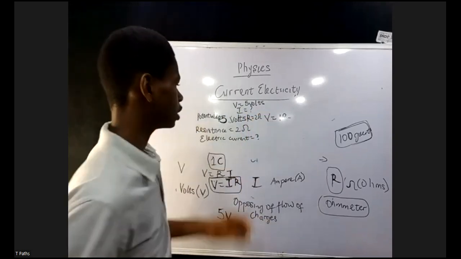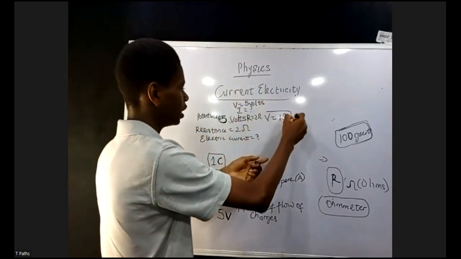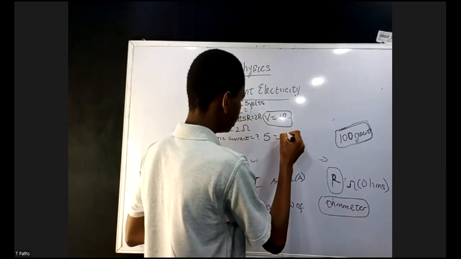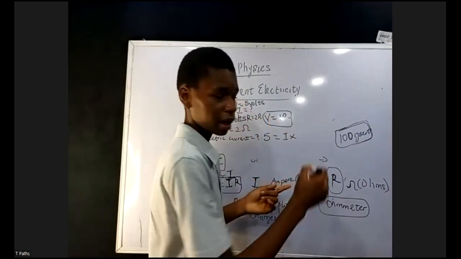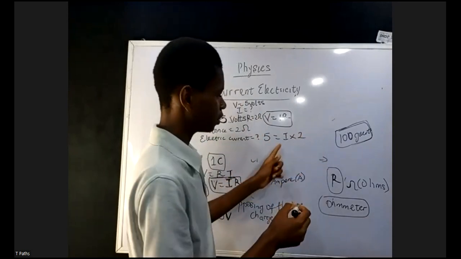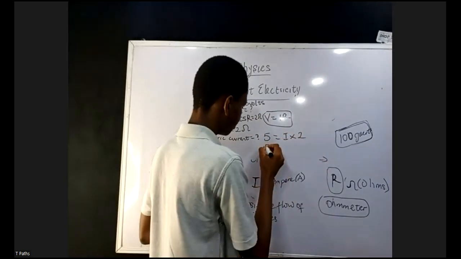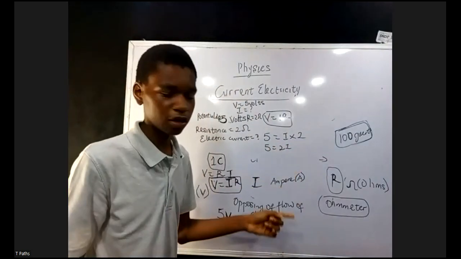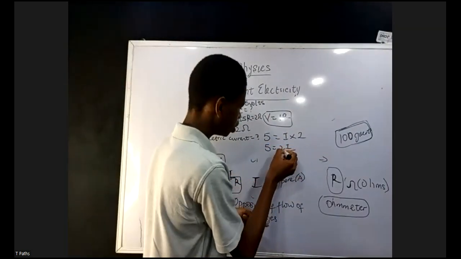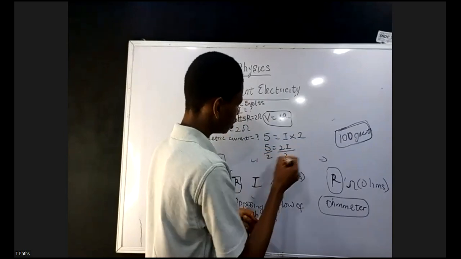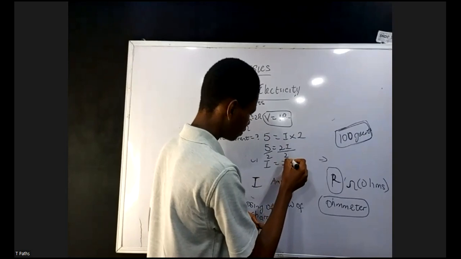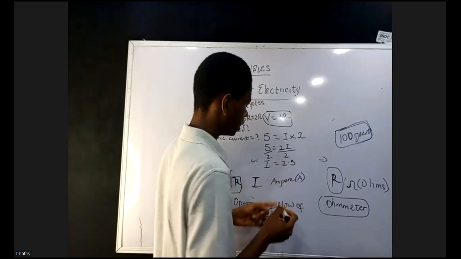So what I'm going to do is replace these values into my formula, V equals IR. So what's my V? My V is 5 volts. It equals I times R. What's my R? My R is 2. So this becomes 5 equals I times 2. And now 5 is equal to 2I. Now from here, for me to get the value of my I, which is electric current, I'll divide through by 2, isn't it? So when I divide through by 2, I'll have I equals 5 divided by 2, which will give me 2.5. And then here is my answer.